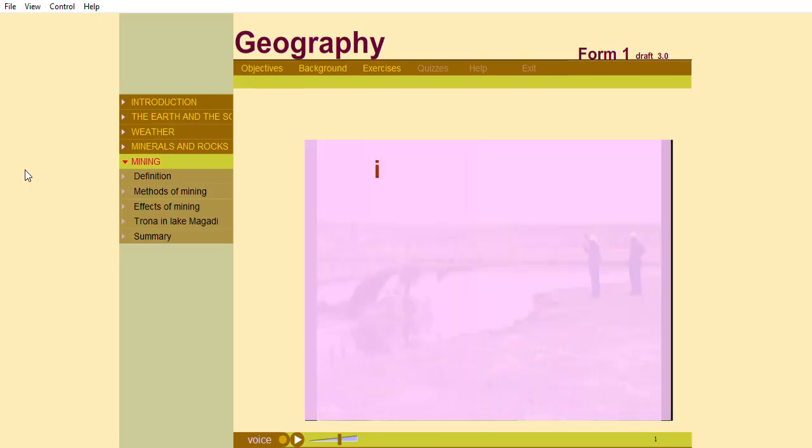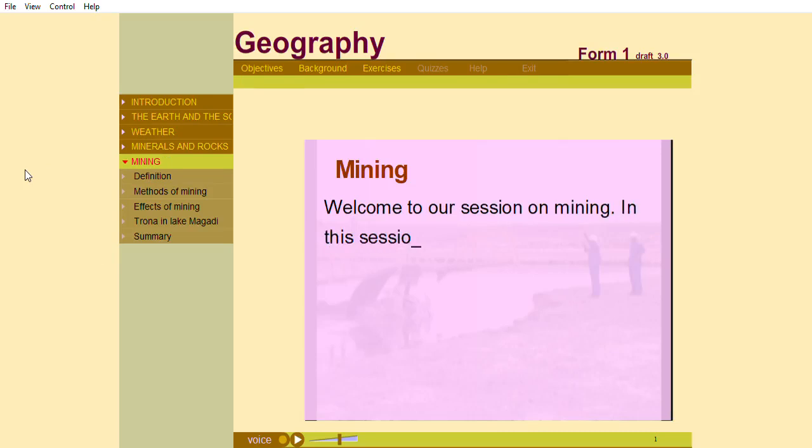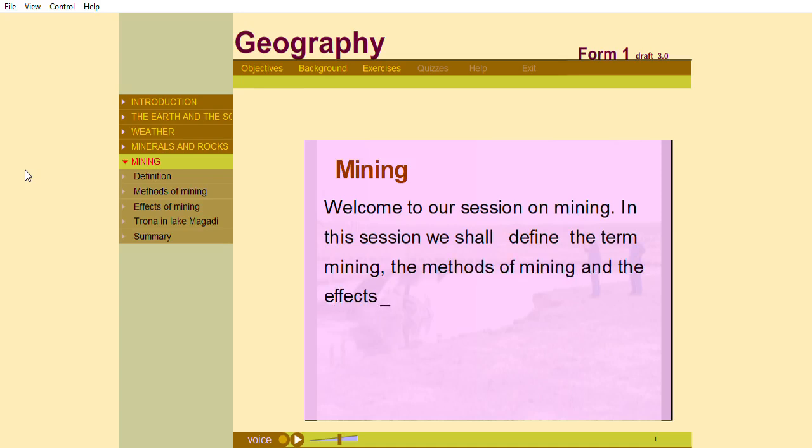Mining. Welcome to this lesson on mining. In this lesson, we shall define the term mining, the methods of mining, and the effects of mining on the environment. We shall also discuss trona mining in Lake Bagadi and the way it has benefited our economy.